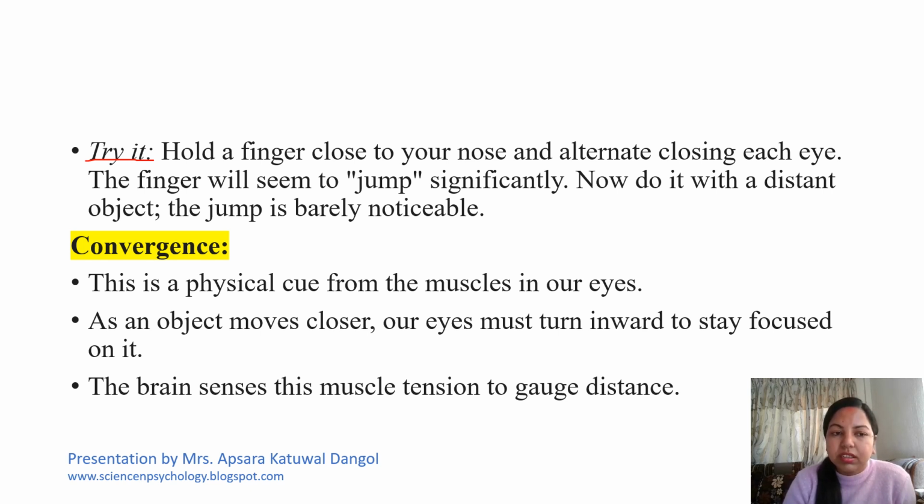So we discuss here convergence. This is a physical cue from the muscles in our eyes. As an object moves closer, our eyes must turn inward to stay focused on it. The brain senses this muscle tension to gauge distance, and we are able to notice the object.